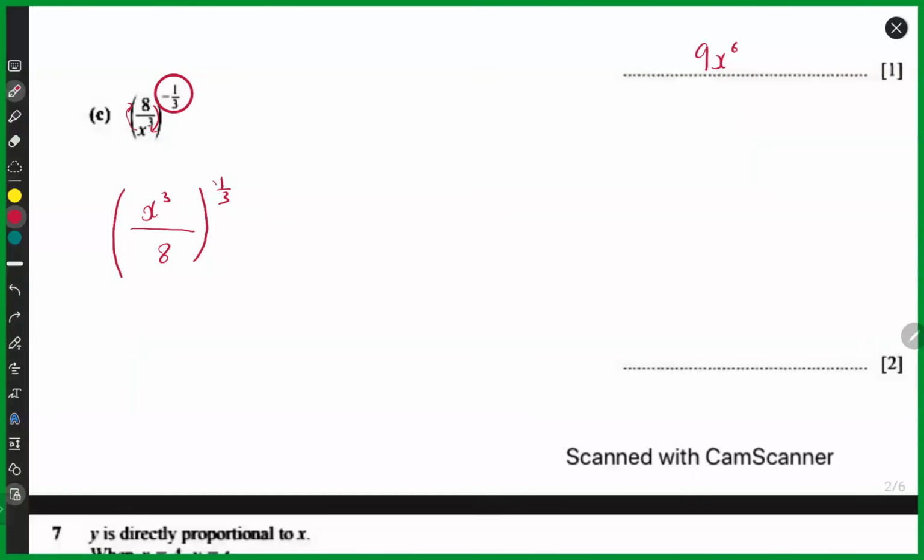So this 1 by 3 would be multiplied with this power, and it would be multiplied with this power, that is 1. So this would become x cubed multiplied by 1 by 3 divided by 8 power 1 by 3. For the numerator, these two 3's would be cancelled and I would get x. And for the denominator, I have 8 power 1 by 3. Yes, very good, Urva. So 8 would become 2 cubed, and 1 by 3 was there already. Now I can cancel these 3's and this would become x by 2.